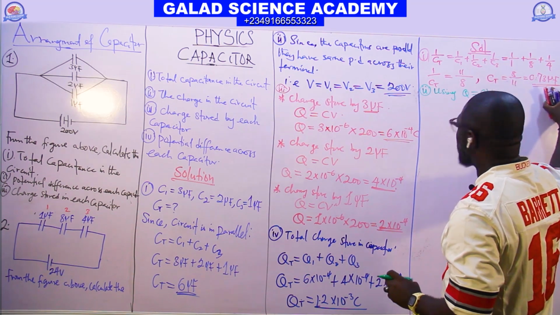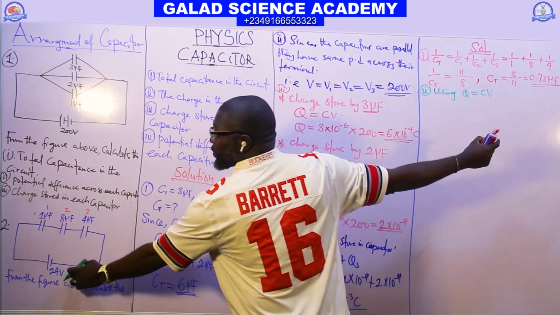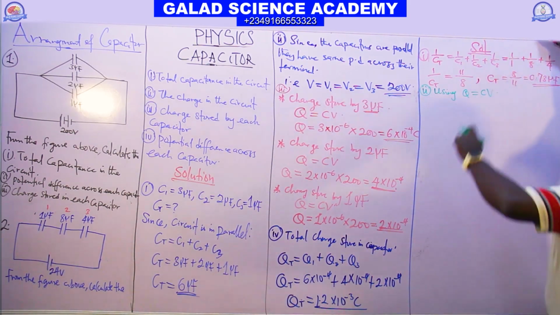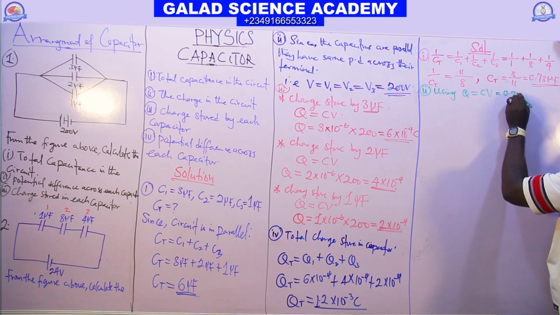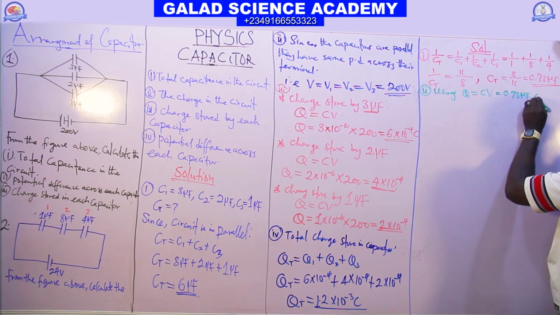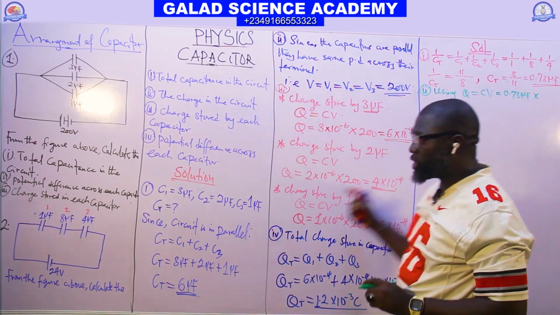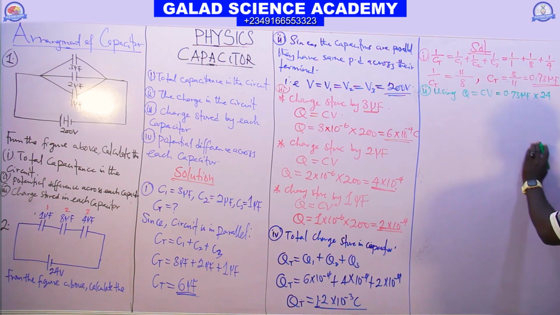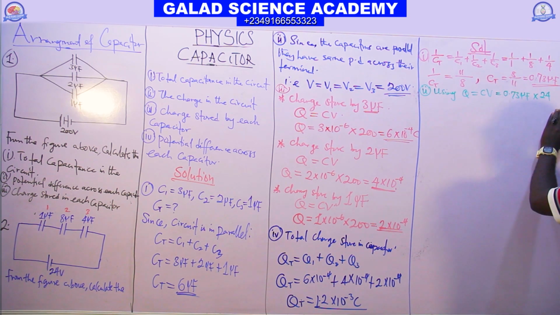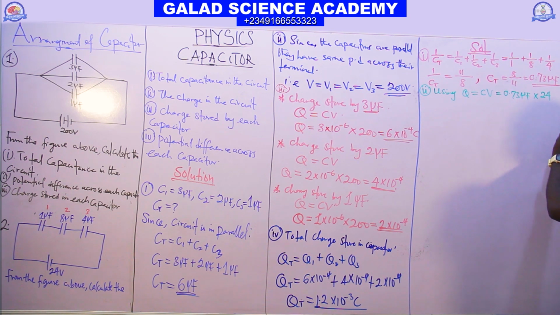So once you know the total capacitance here, what is our potential difference? We have 24. You can now substitute. The Q is 0.743 microfarad multiplied by V, the potential difference, 24. By pressing the calculator, our final answer will be 17.5 microcoulomb. That is the final answer for the charge.